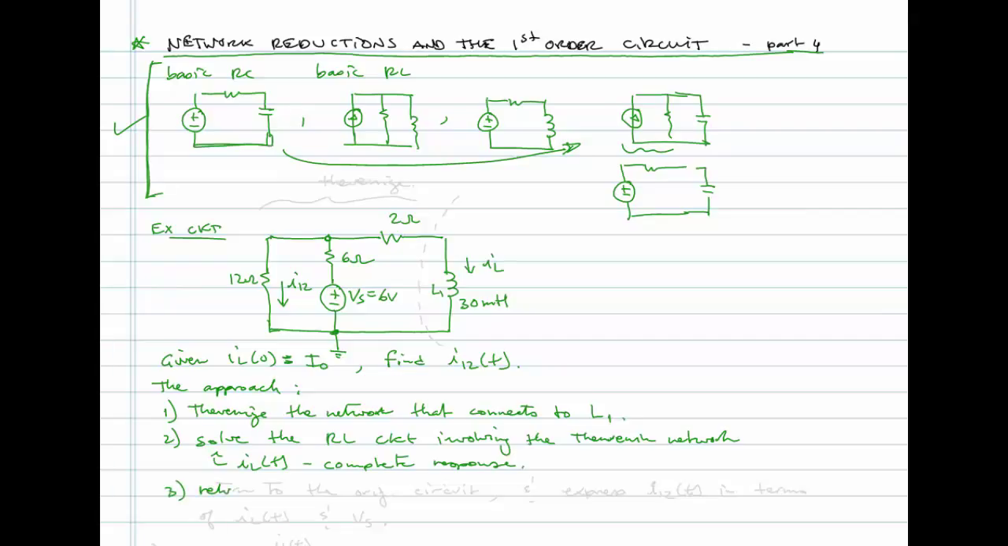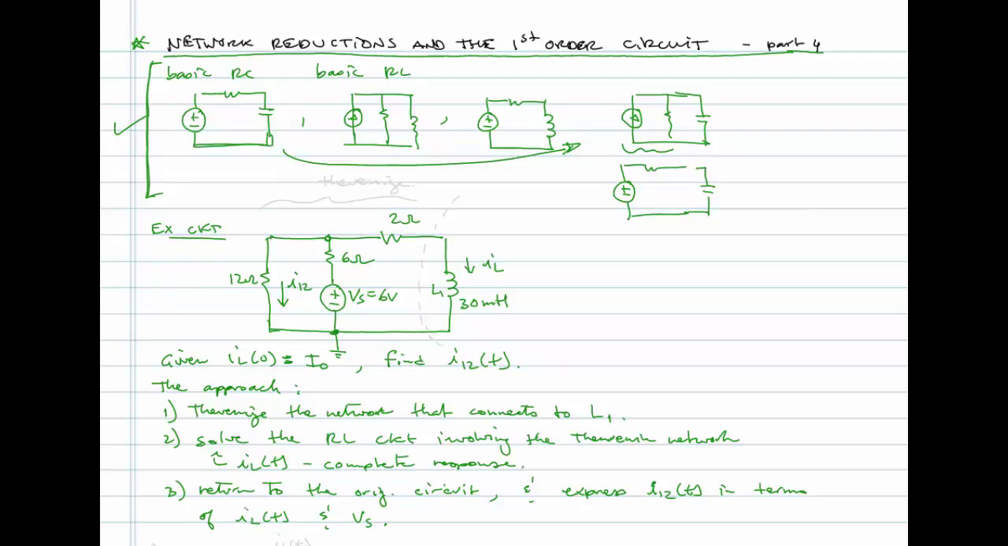Then we will return to the original circuit and express I12 in terms of IL of t and Vs. So this goes back to, I believe, the first lecture where we actually found that the response of a circuit, any branch current or node voltage, could be expressed as a weighted sum of all the independent sources and all of the energy storage states in the system. So that's what we're going to actually leverage off of here.